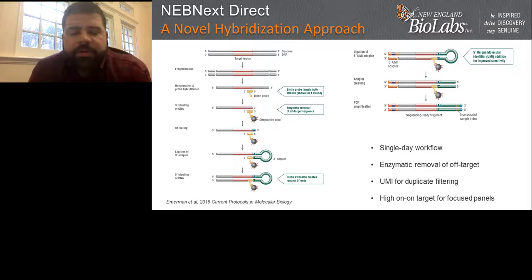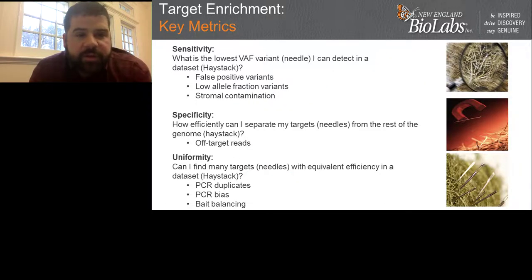So when we think about the different metrics for target enrichment, I think it's important to understand what each of these mean. And sensitivity, just as a disclaimer, we're talking about really the key metrics as an output of next generation sequencing, not necessarily related to any sort of analytical specificity or sensitivity. But when we talk about sensitivity, I like to use the analogy of a needle in a haystack. So from a sensitivity standpoint, what is the lowest variant allele frequency I can detect in a data set?